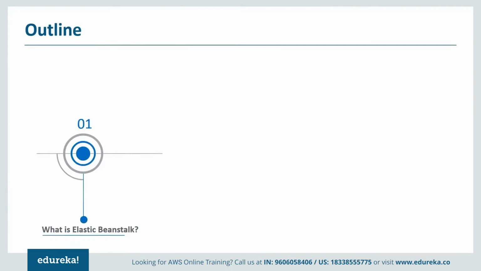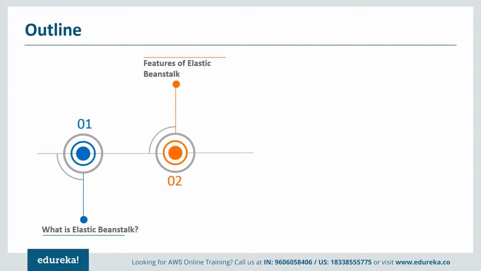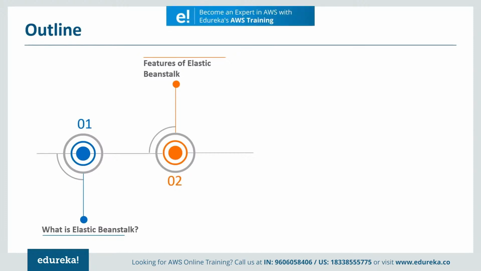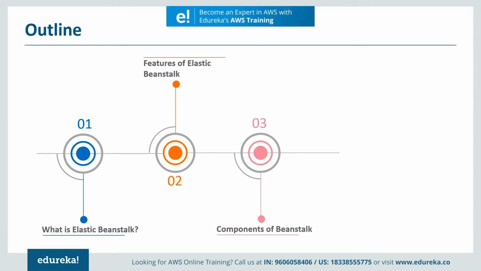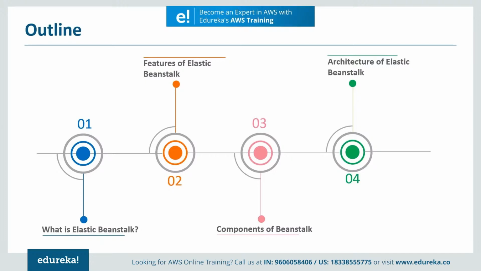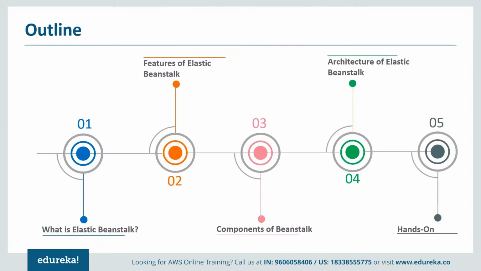Let me give you a brief overview of what we will be discussing today. Firstly, we will see what Elastic Beanstalk exactly is, and then we'll discuss certain salient features of Elastic Beanstalk. Moving on, we'll try to understand Elastic Beanstalk a little deeper by taking a look at its components and then at its architecture. And finally, we'll try to deploy an application on Elastic Beanstalk for practical understanding of the concept.